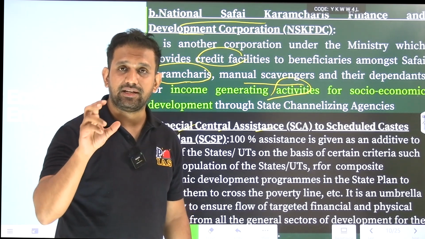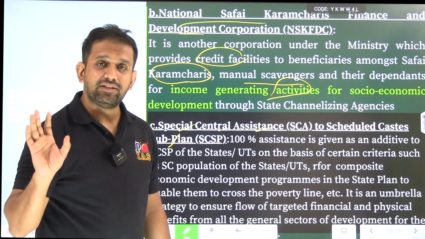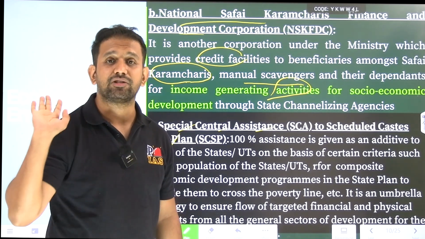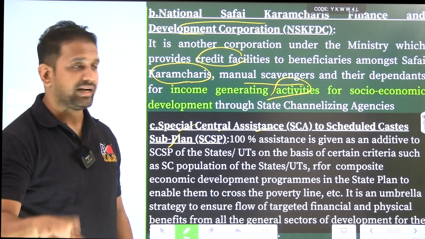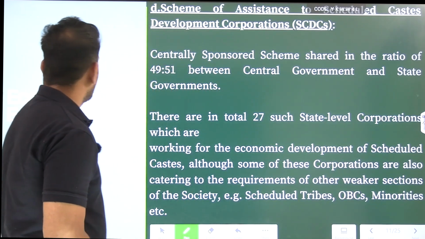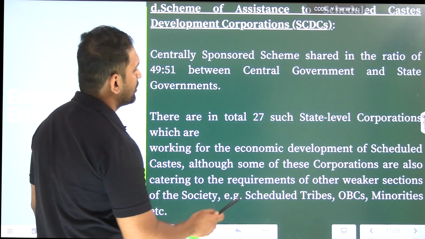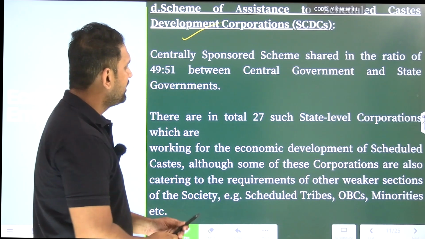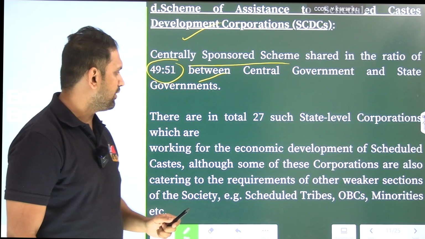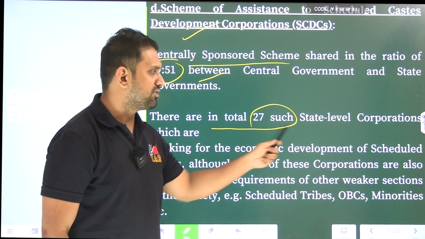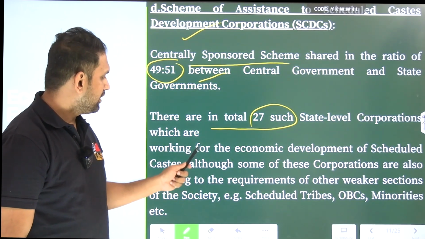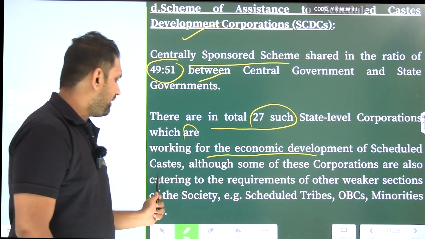So for the SC subplan, the central government, if any state is having these subplans and implementing the SC welfare schemes under the subplan, then 100% financial assistance is given to the states and union territories. Right. Scheme of assistance to Scheduled Caste Development Corporation is a centrally sponsored scheme shared in the ratio of 49:51 between the central and state government. There are in total 27 such state level corporations working for the economic development of SC.